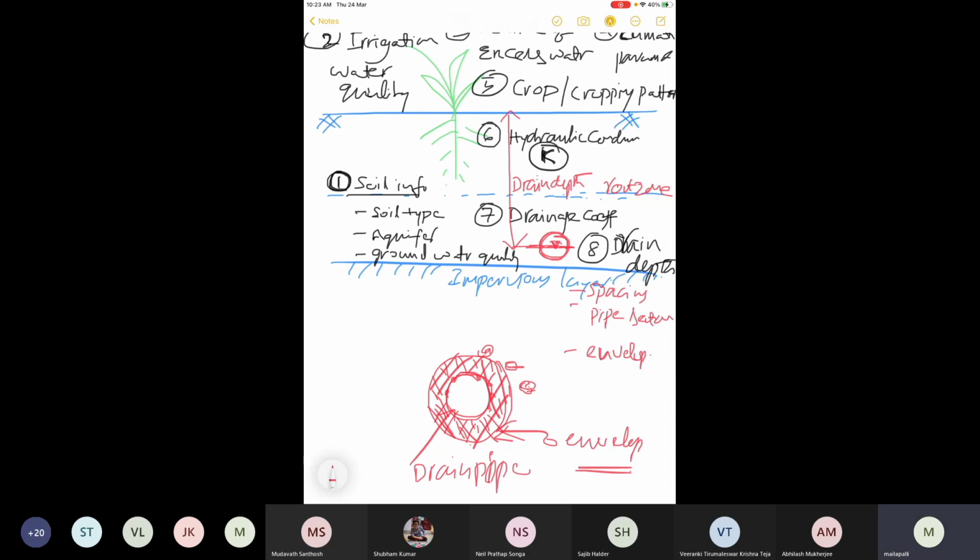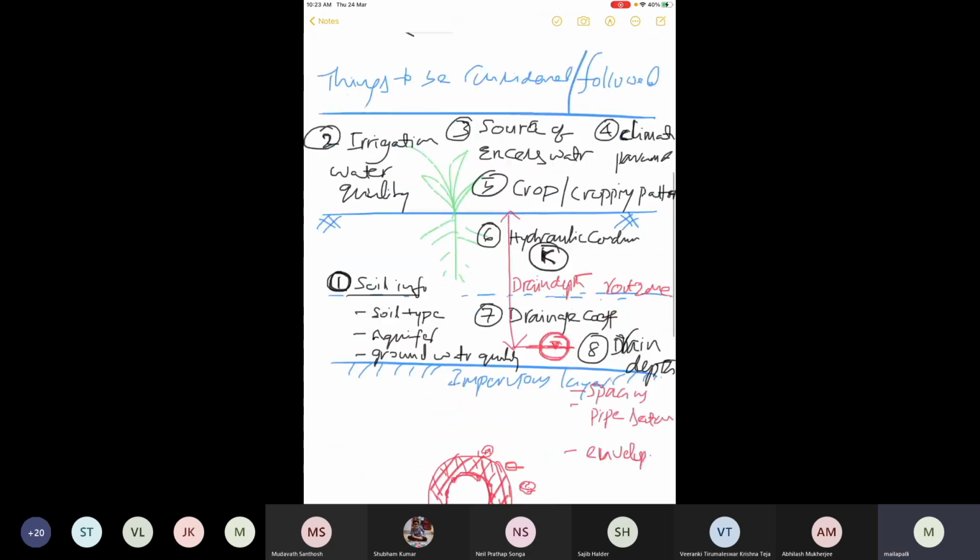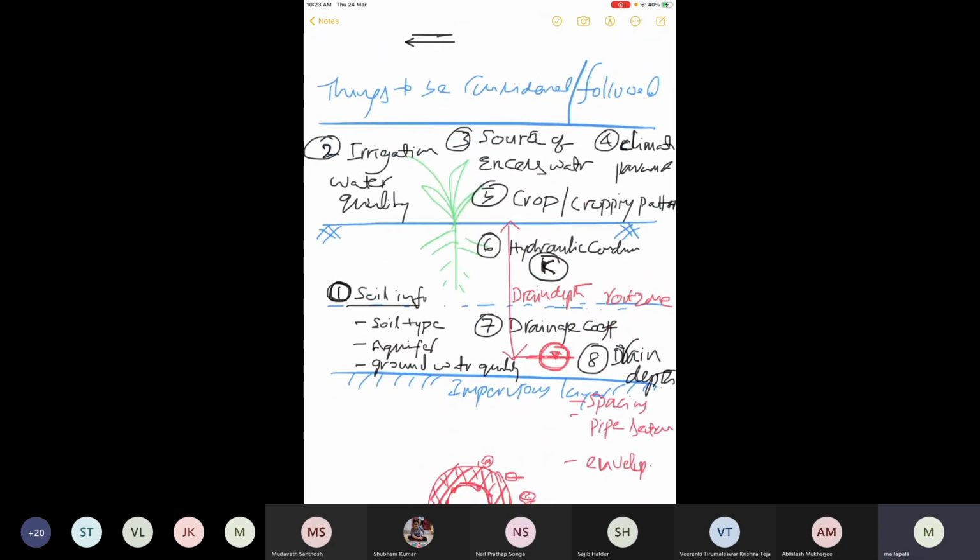Okay, so at least you need this information in order to design a subsurface drainage system. The first is the soil information. Second, about irrigation water. Then sources of excess water, climatic data, information about the crop you're growing, soil hydraulic conductivity, and of course the drainage coefficient, and the design parameters like the drain depth, spacing, pipe section, envelope, and all other things. Okay, so this much information you really need to have before going for the design.